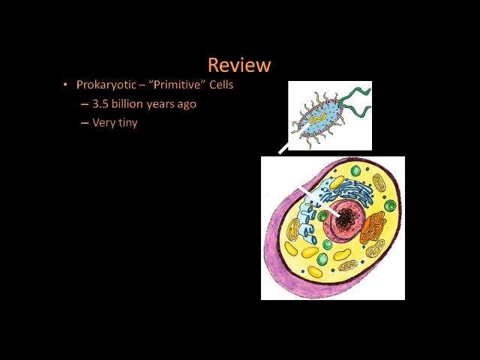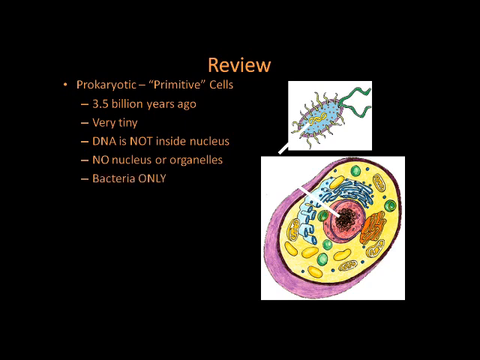They are very, very tiny and very, very simple. They have DNA inside of them, but it is spread through the cell instead of being held inside a nucleus. Prokaryotic cells have no nucleus and no other organelles. Prokaryotic organisms include bacteria and only bacteria.